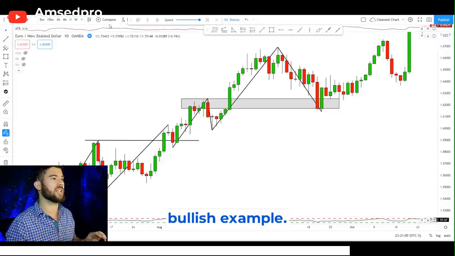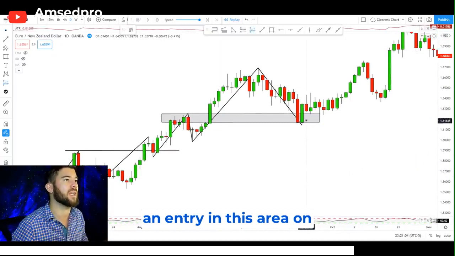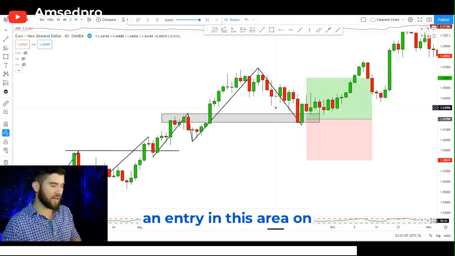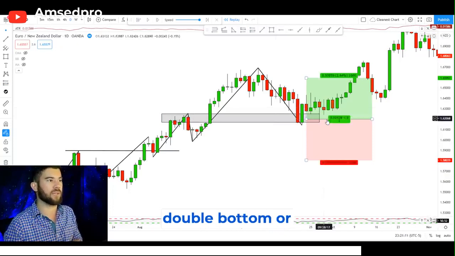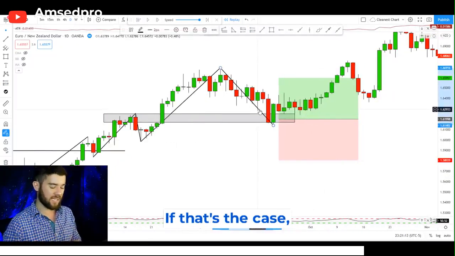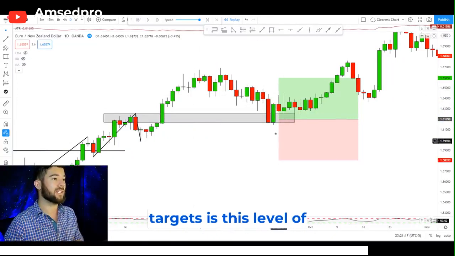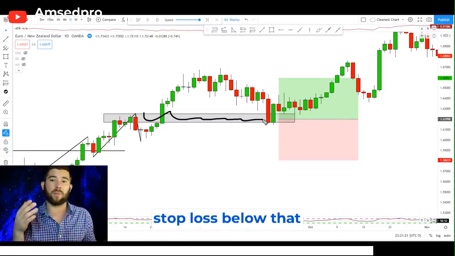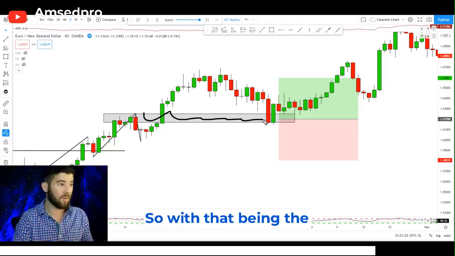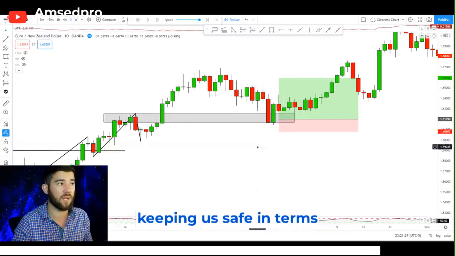Let's go back to a bullish example. So for a bullish example of this, let's say that you got an entry in this area on a lower time frame. Let's say you dropped down and you saw like a double bottom or something in this area. If that's the case, then the way we could use support and resistance for possible targets is this level of support, this box that we drew. We definitely want our stop loss below that level. So with that being the case, we would make sure that our stop is below that level, keeping us safe.